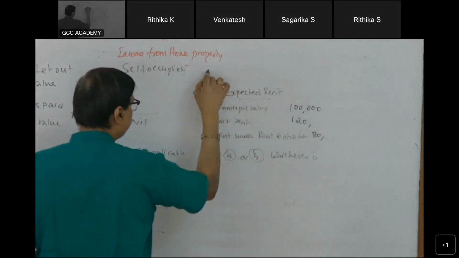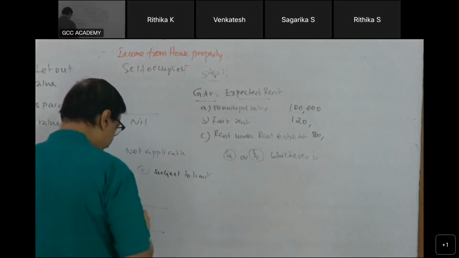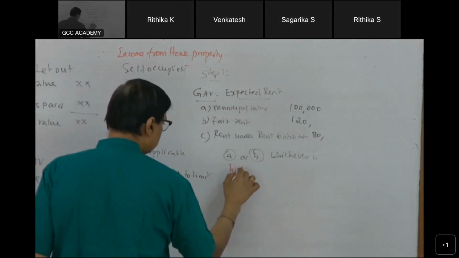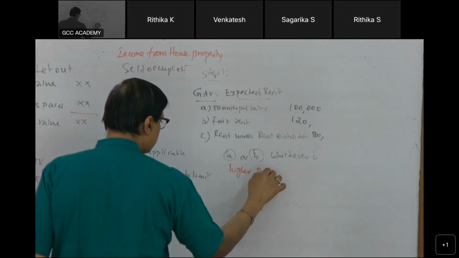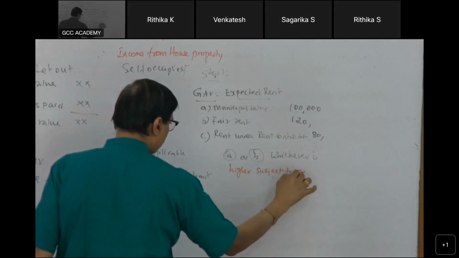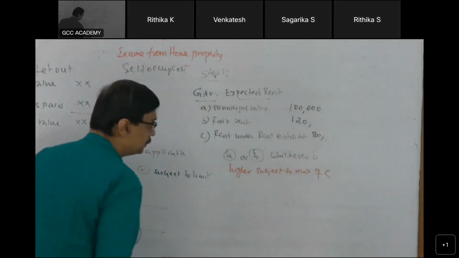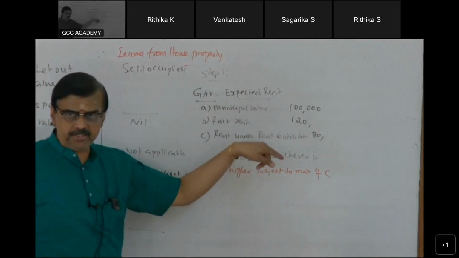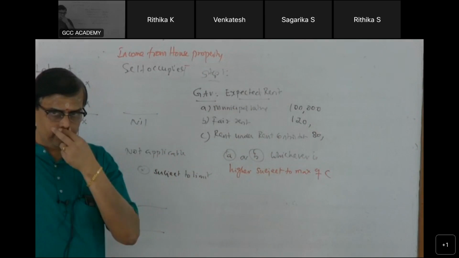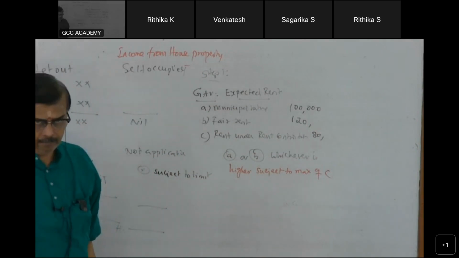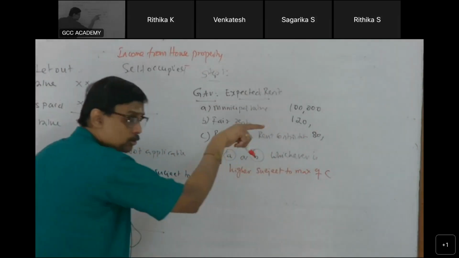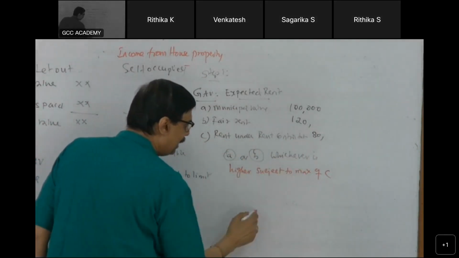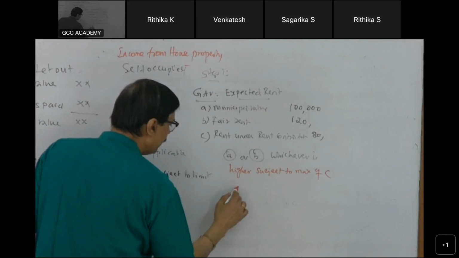This is step 1. A or B, whichever is higher, subject to maximum of C. அப்படின்னா என்ன அர்த்தம் சொல்லுங்க பார்க்கலாம். இதுல A 1 lakh, B 1,20,000, C 80,000. A or B, whichever is higher, which is higher? B, 1,20,000. But subject to maximum of C. What is C? 80,000. அப்போ GAV step 1 என்ன? Expected rent என்ன?